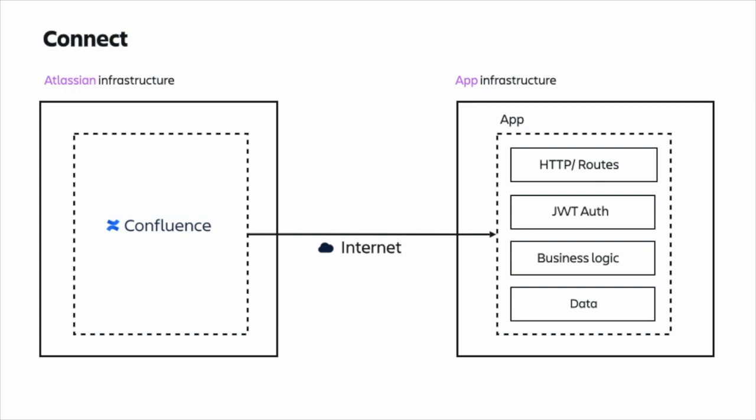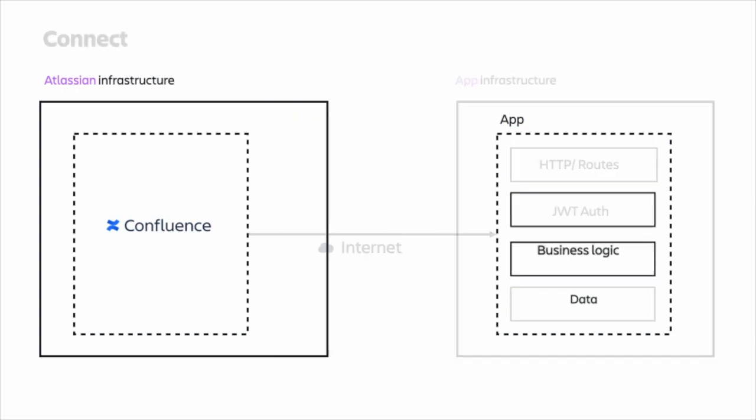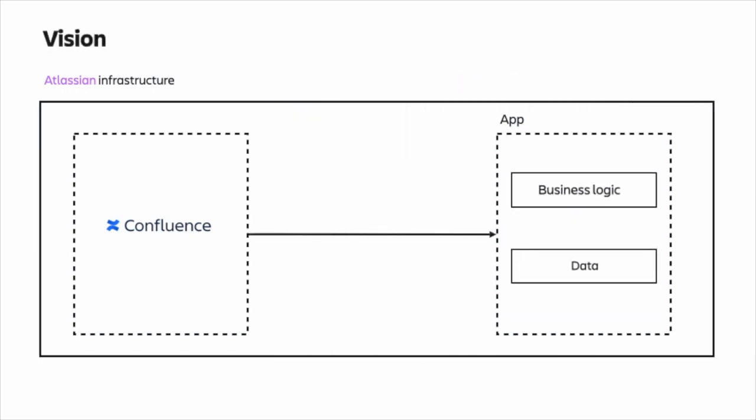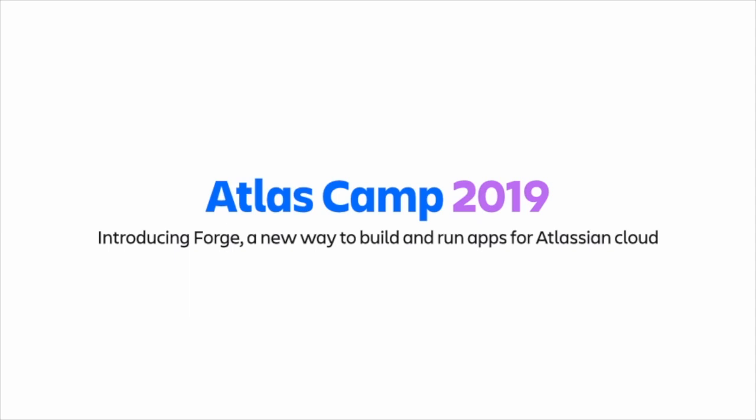However, in this architecture, an app developer has to maintain a lot of things other than the business logic and accessing the customer data, like authentication and HTTP routes. Looking at this, we came up with a vision for the next version of the app extension framework: what if the app could be part of the Atlassian infrastructure, and as an app developer, we don't need to worry about anything other than the business logic and data? Keeping this vision in mind, we released Forge at Atlas Camp 2019 as a new way to build and run apps for Atlassian Cloud.